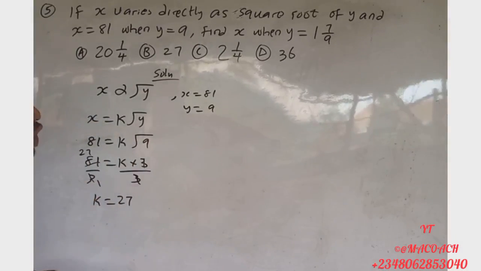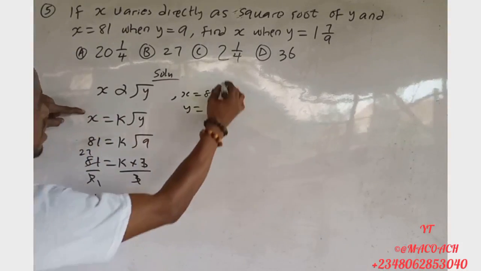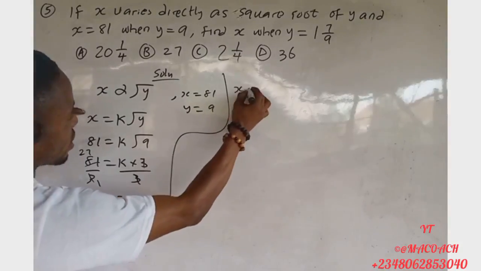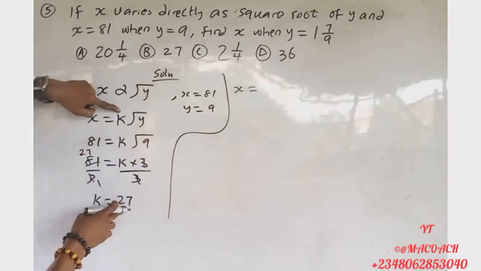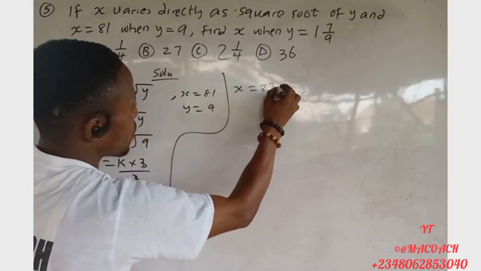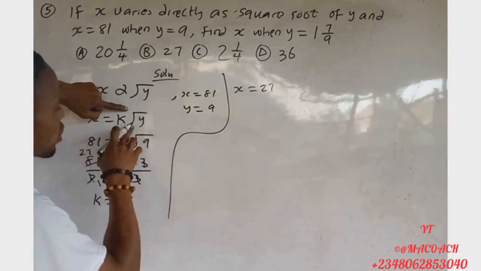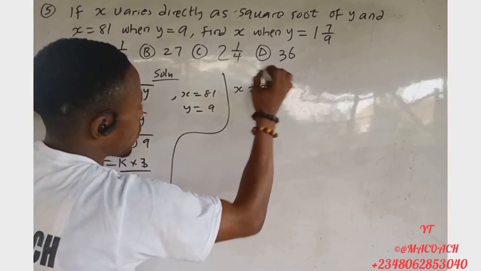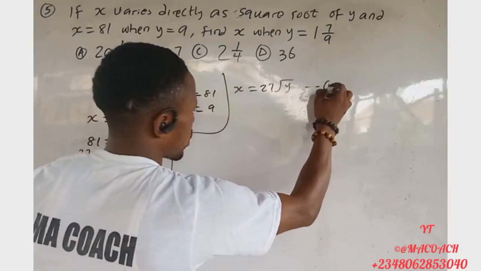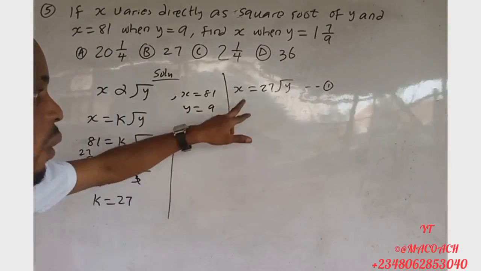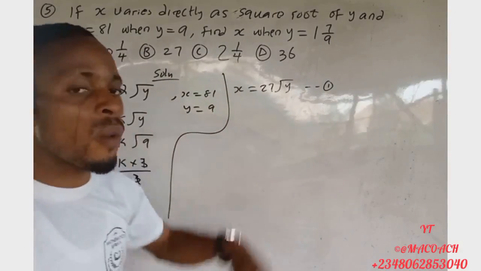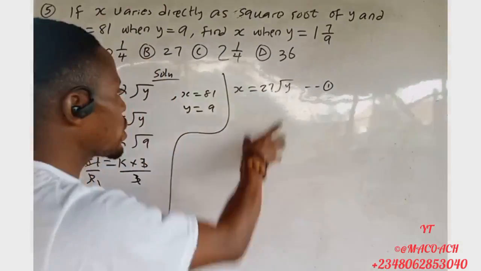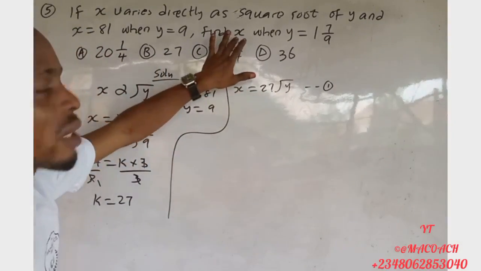So now to get the equation that connects s and y, it will be here: we have s equal to k, which is 27, into bracket, multiplied by the square root of y. So let's call this equation 1. This is the equation that connects both s and y. Okay? So we use this formula to find our s now.